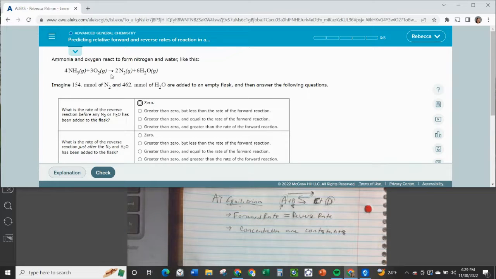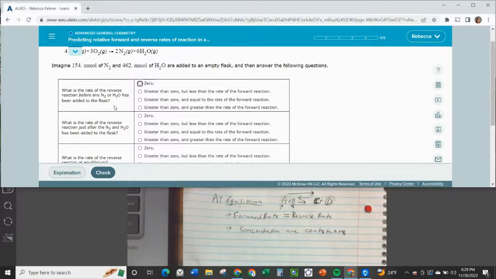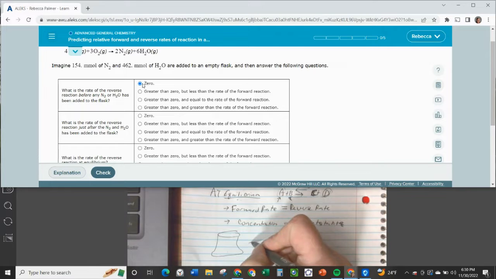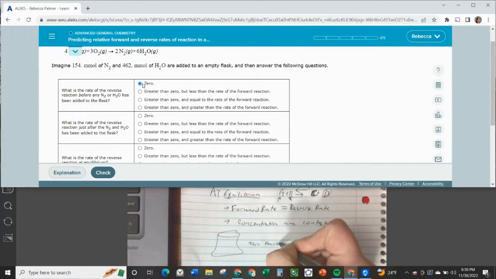So we are imagining we have some concentrations in a flask. It says, what is the rate of the reverse reaction before anything has been added? It's added to an empty flask, so we are imagining we have some kind of beaker or flask, and we haven't added anything to the reaction. The only time the reaction rate is going to be 0 is if we haven't added anything. So nothing's in there, nothing's happening, 0 reaction rate.